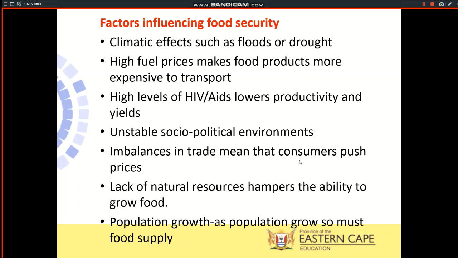Now, just to say something about the factors influencing food security. If you look at all these factors, learners, they are factors that you can apply to the present context that you are living in in our country. Read your newspapers and see how you can apply these factors in the present situation we find ourselves in, related to your context.